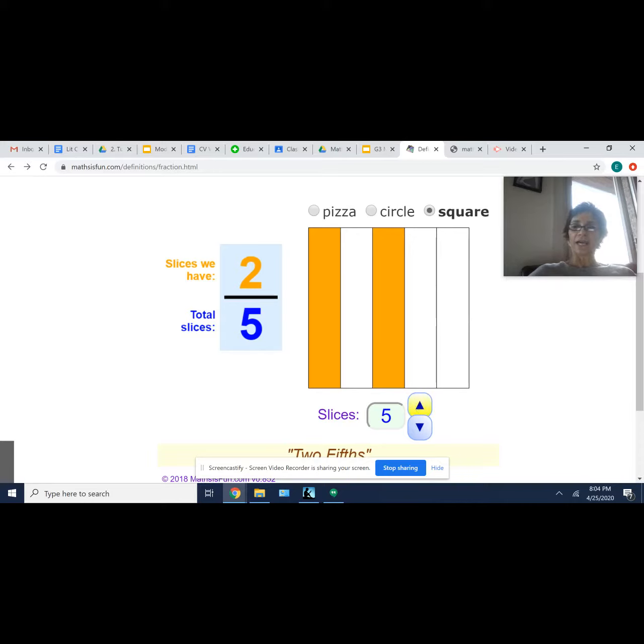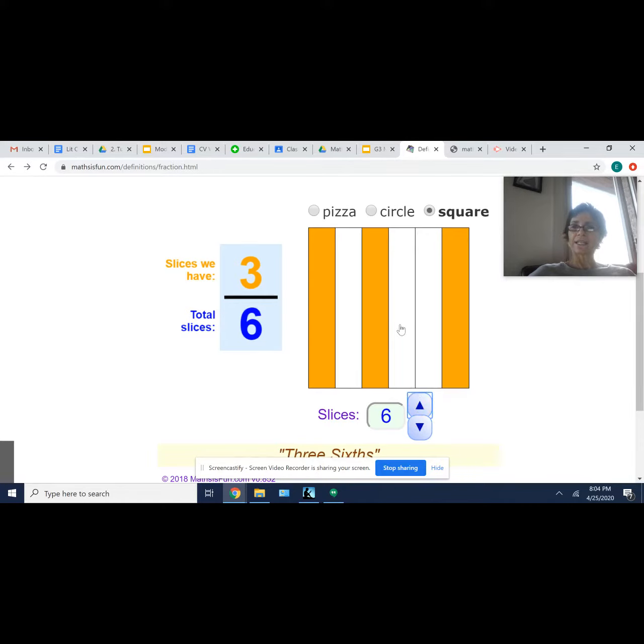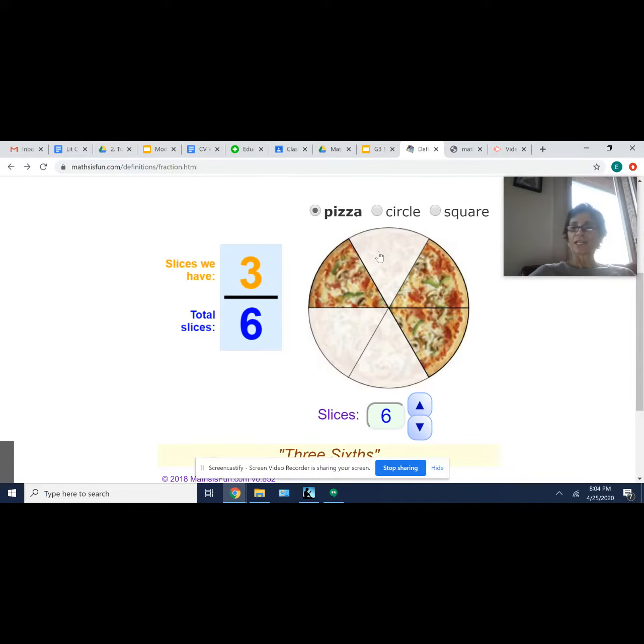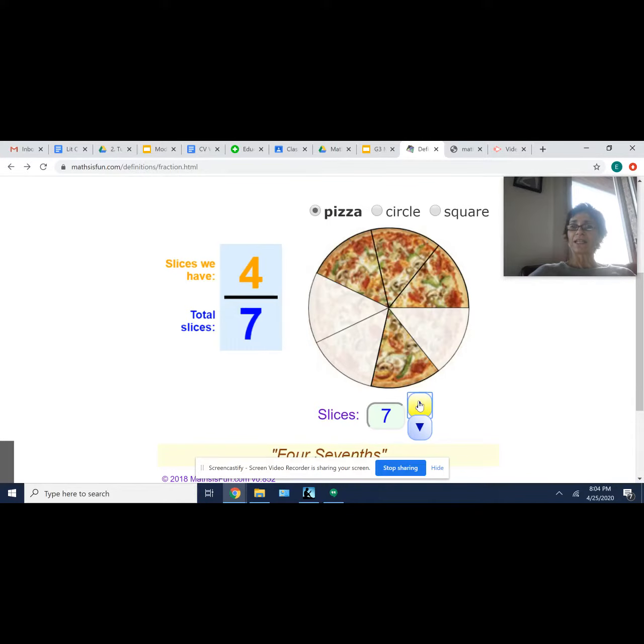All right, let's go ahead, and I see sixths. These are 3 that are shaded in. I divided my whole into 6 equal parts. That's 6. I shaded in 3, that's 3/6. Do you want to see the pizza? There we go, 3/6 of a pizza, and that's 4/6. Okay, and I can go on.